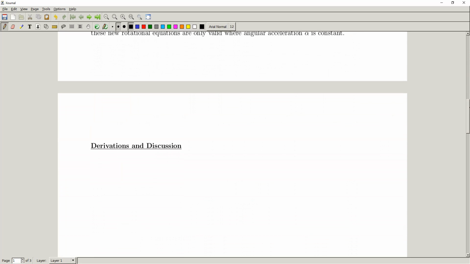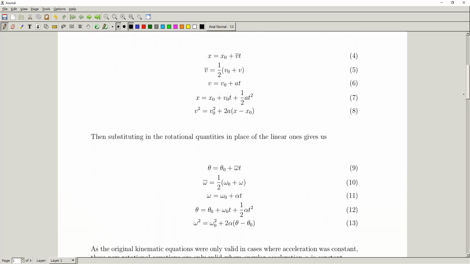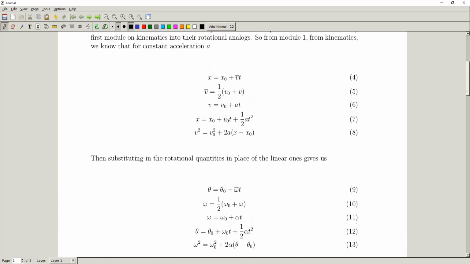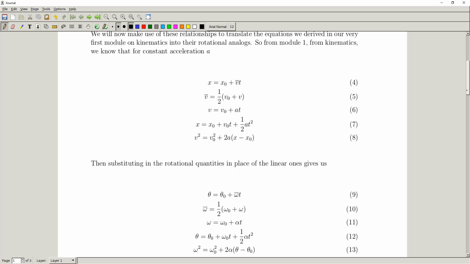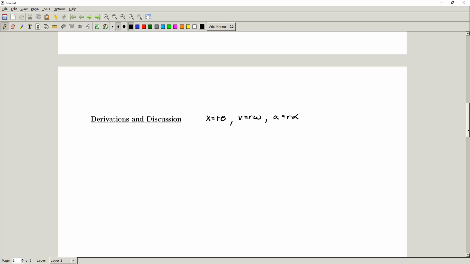And so we're going to use the idea that x equals r theta, that v equals r omega, and that a equals r alpha to translate all of our kinematic equations over to our rotational kinematic equations. Okay, and so we'll start off with the first one. x equals x naught plus the average v times t. Right. So x equals x naught plus v average t.